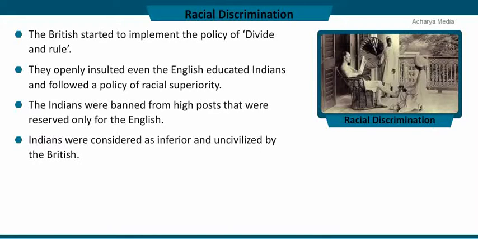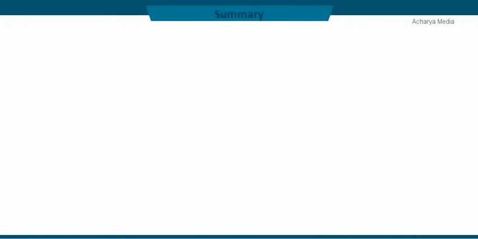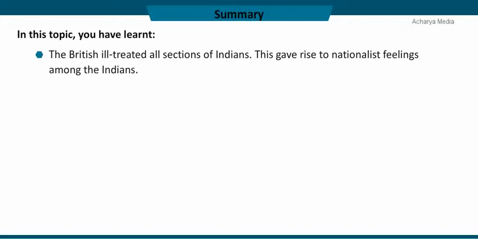The Ilbert Bill was passed in the year 1883 by Viceroy Ripon. This bill was proposed to allow Indian judges and magistrates to try the British offenders in criminal cases at the district level. It was made clear that the Indians could not expect justice and fair play from the English through the controversial Ilbert Bill. In this topic, you have learnt the British ill-treated all sections of Indians.